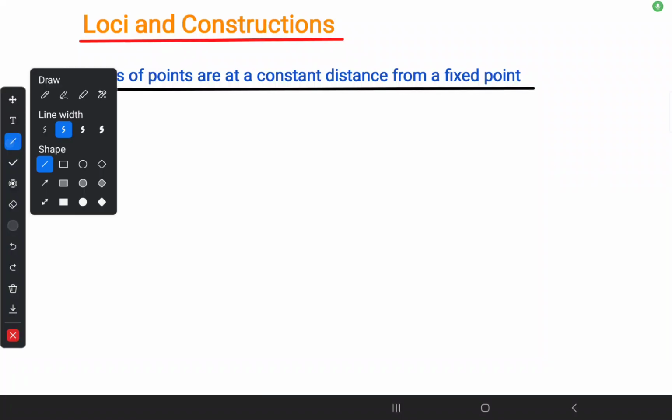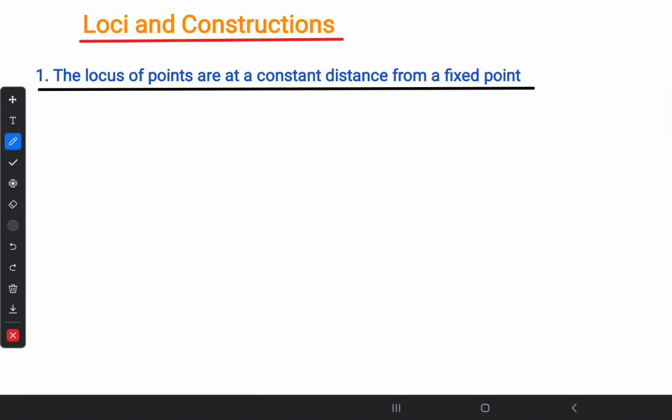Construct the locus of points that are at a constant distance from a fixed point. There are two conditions. What does it mean by locus? According to the definition, a set of points satisfying one or more conditions is known as a locus. Here there are two conditions. What are they? Constant distance from a fixed point.